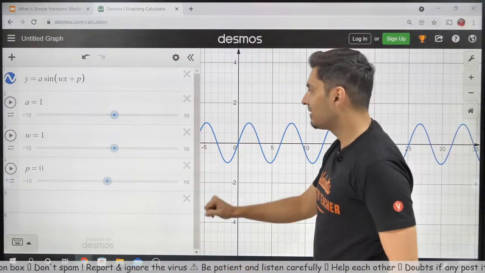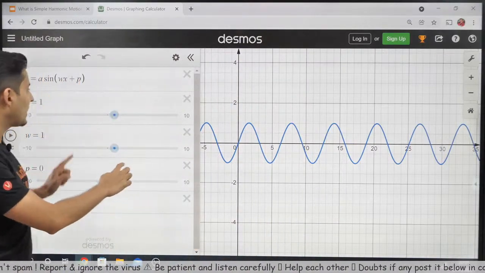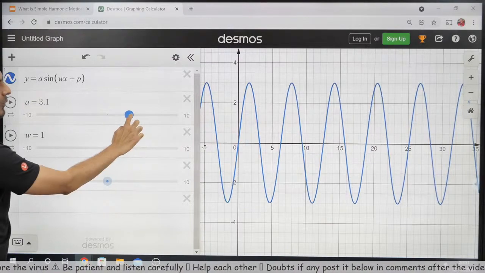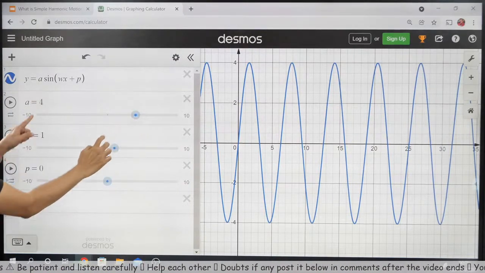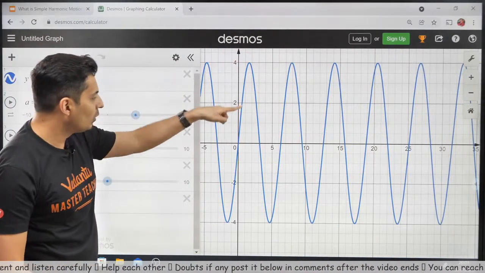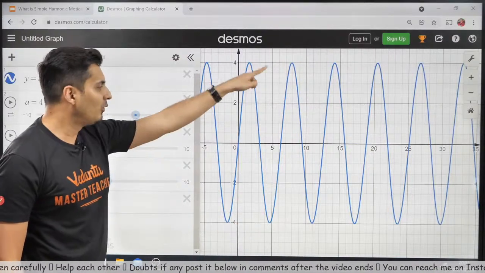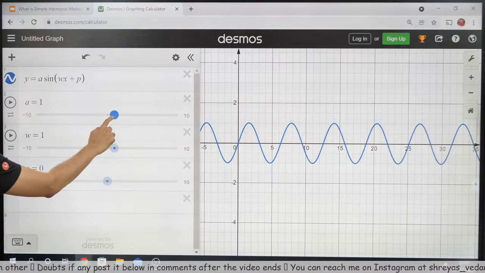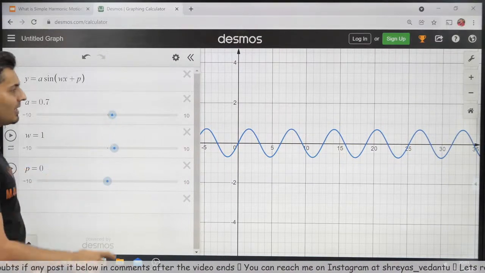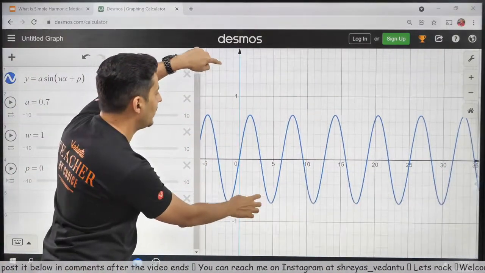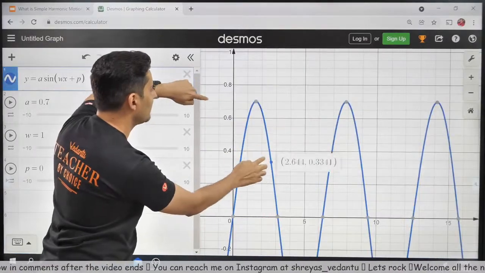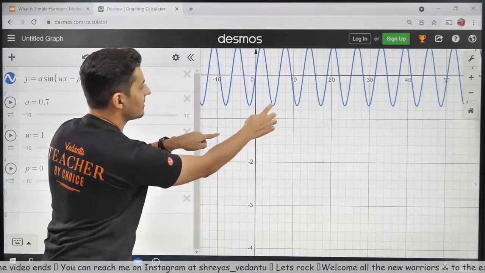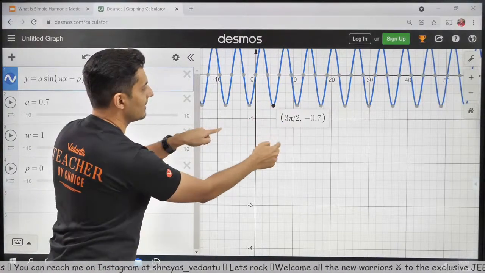Don't believe me? Check this out. I'm just going to change the value of A. Look at this. Wow, interesting. And if I make this 4, it goes up till 4 and comes back till minus 4. If I decrease this to 0.7, it goes up till 0.7 and goes down till minus 0.7.